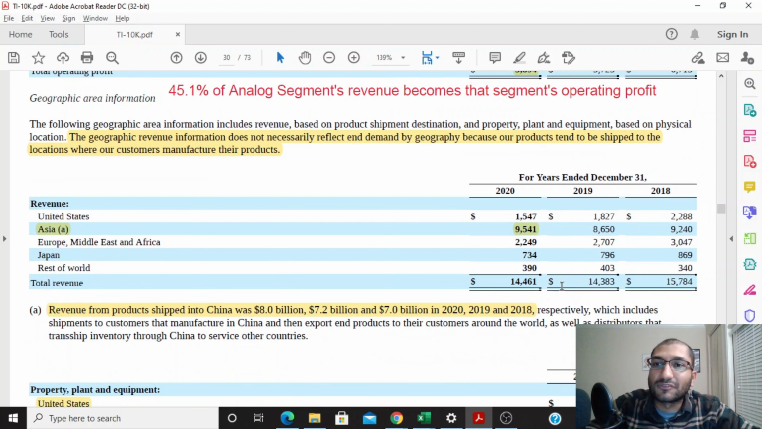Next, TI provides us a revenue breakdown across geographic areas. TI points out that the geographic revenue information does not necessarily reflect end demand by geography because its products tend to be shipped to the locations where its customers manufacture their products. In this table provided below, we can see that TI's sales to its customers in Asia accounted for about $9.5 billion out of the total $14.5 billion of revenue. TI then specifies that its revenue from products shipped into China was $8 billion, $7.2 billion, and $7 billion in 2020, 2019, and 2018 respectively. What this means is, for the year 2020, about $8 billion out of the total $9.5 billion of its sales in Asia came from its customers in China.